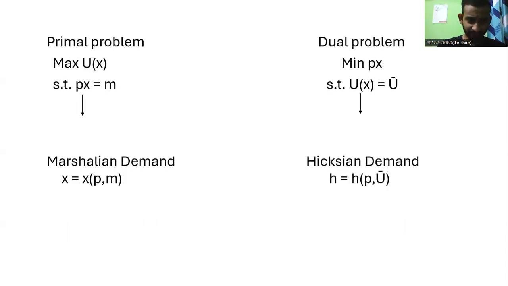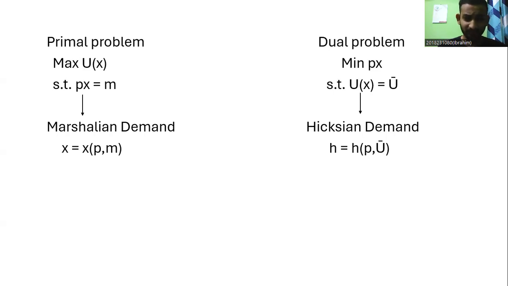From the primal problem, if we solve it, we can get Marshallian demand, which basically depends on the price and the money, which is our income. So this is Marshallian demand. Whereas from the dual problem, we can get Hicksian demand. Hicksian demand basically depends on the price, similarly to Marshallian demand, but here it depends on utility, which is given. So it is the subject to constraint. These two demand functions, or we can say curves, are compensated demands.